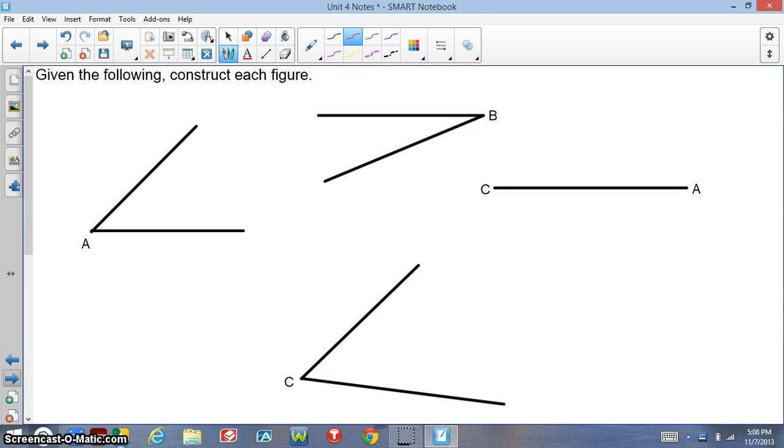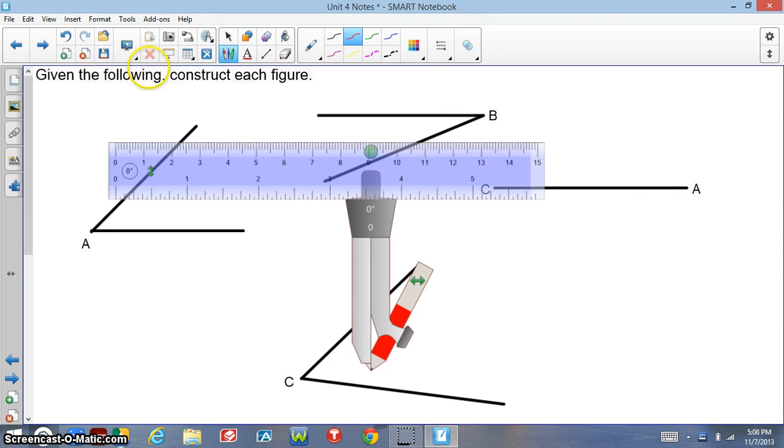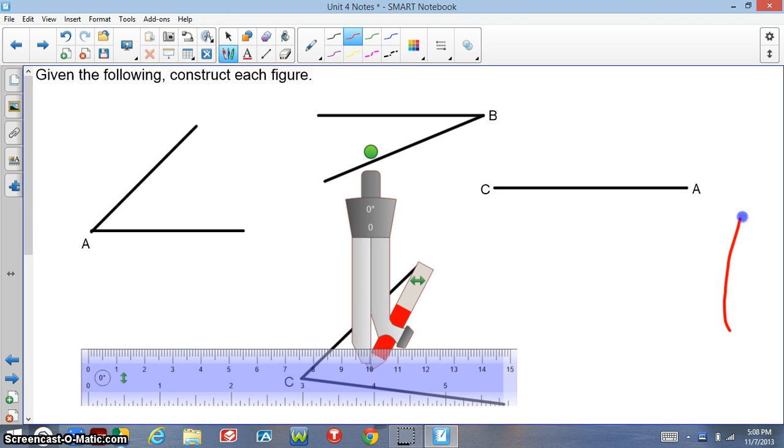Now let's look at a couple of constructions. With the constructions, again, we're going to use that compass and straightedge. I just want to show you a couple of basic examples real quick on how we will construct these triangles based on specific figures that we are given.